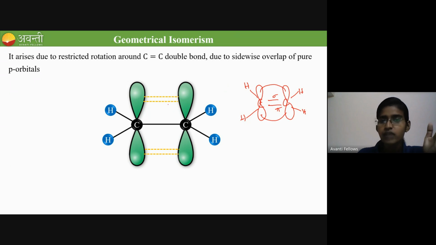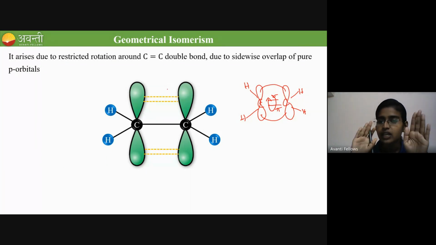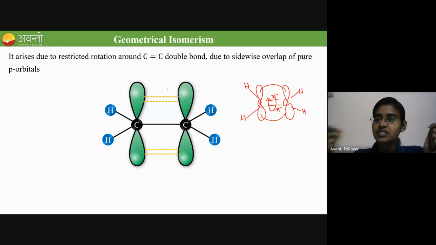Now, when you try to rotate this bond, keep one carbon fixed and try to rotate the other carbon. If you rotate that, what happens? The p orbital will try to go to the perpendicular direction. So the interaction between both the orbitals breaks down. That is not possible. Because of that, the rotation is restricted. Got it? Carbon-carbon double bond rotation is restricted. Because of this particular restriction, there arises an isomerism called geometrical isomerism.